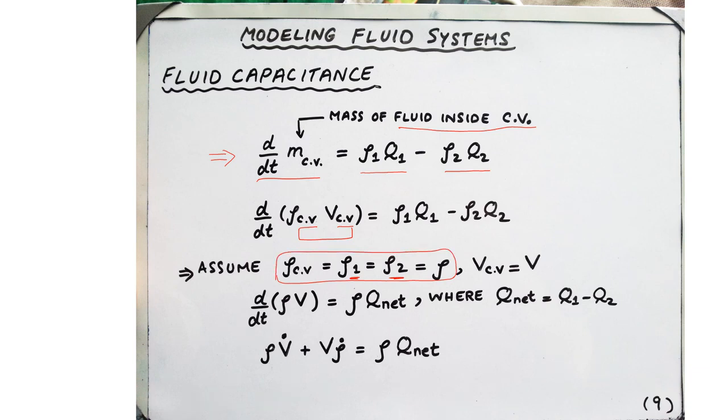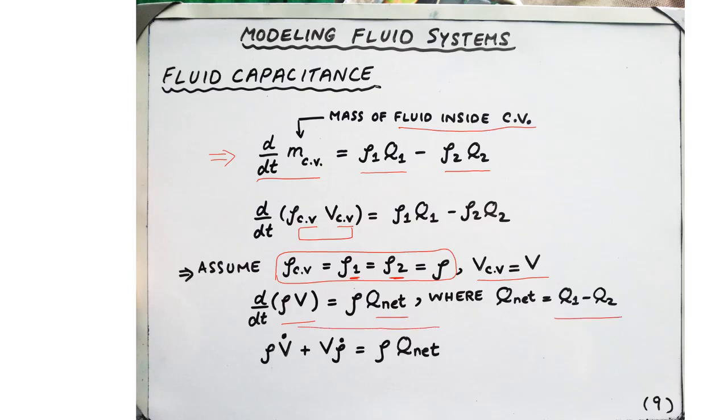The other is not actually an assumption. It's just a simplification of the variable name. So VCV is just taken as V. So then our above expression will be simplified as follows. The rate of change of density times volume is equal to ρ times Qnet, where Qnet is the difference of the flow rates, Q1 minus Q2.